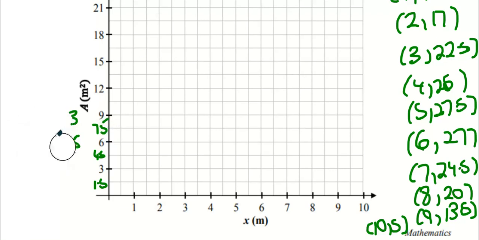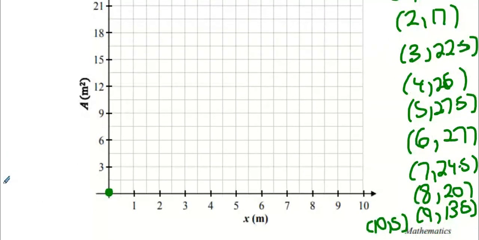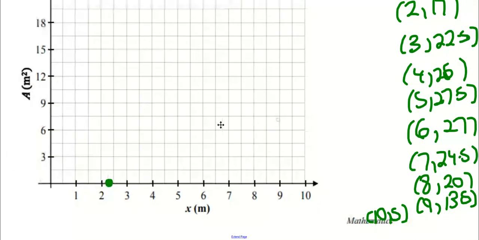Okay, guys? So let's begin. Let's begin with 0, 0, which is this one here. Now let's reduce the size of this graph.